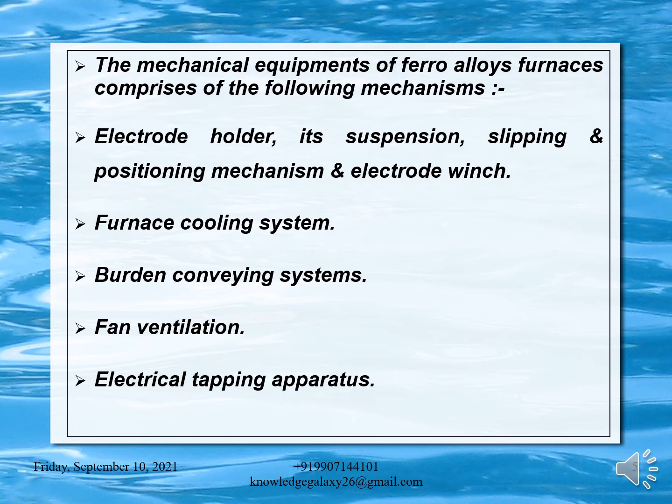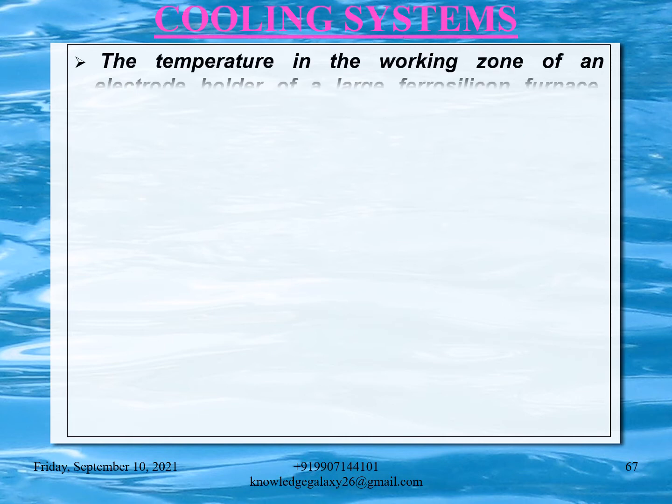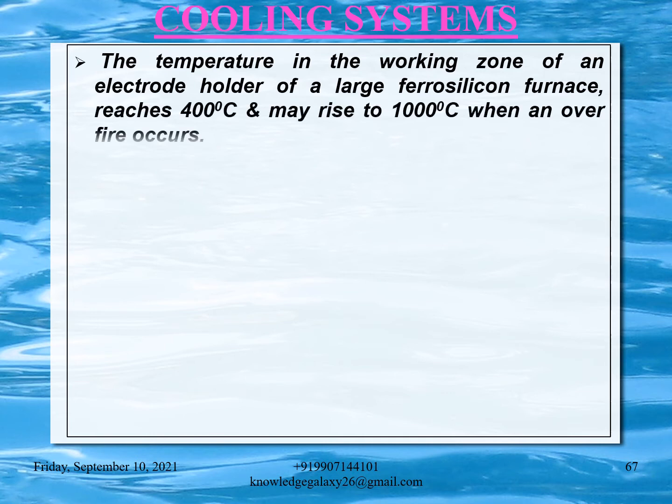So let us move, and we will start with furnace cooling systems. The temperature in the working zone of an electrode holder of a large ferrosilicon furnace reaches 400 degrees Celsius and may rise to 1000 degrees Celsius when an overfire occurs.